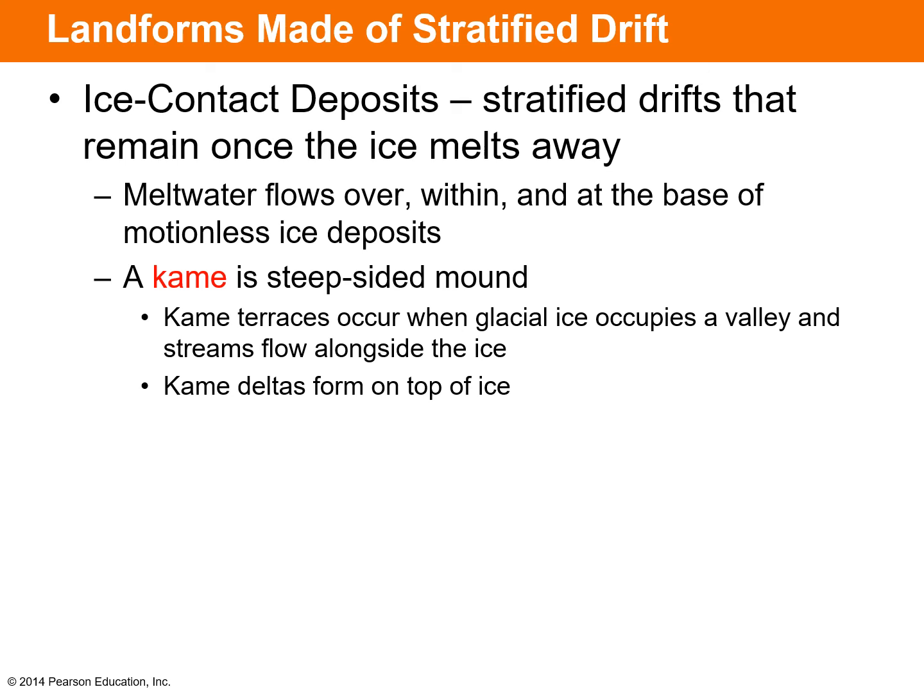So a couple other types of landforms that are made of stratified drift are ice contact deposits, which are stratified drifts that remain once the ice melts away. So in this case, you have meltwater that flows over, within, and at the base of motionless ice deposits. And then a kame is more of a steep-sided mound, and kame terraces occur when glacial ice occupies a valley and streams flow alongside that ice. And then you can have kame deltas, which form on top of the ice.